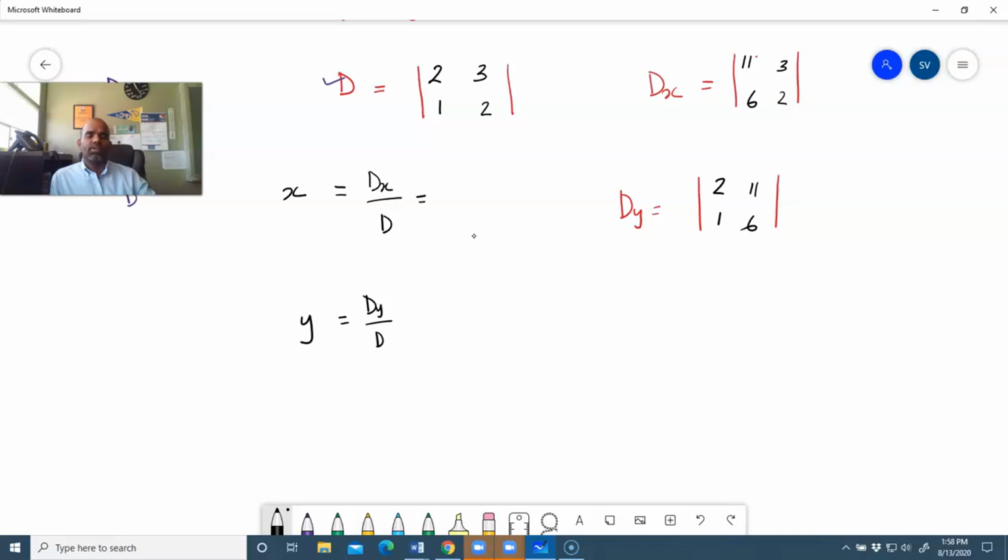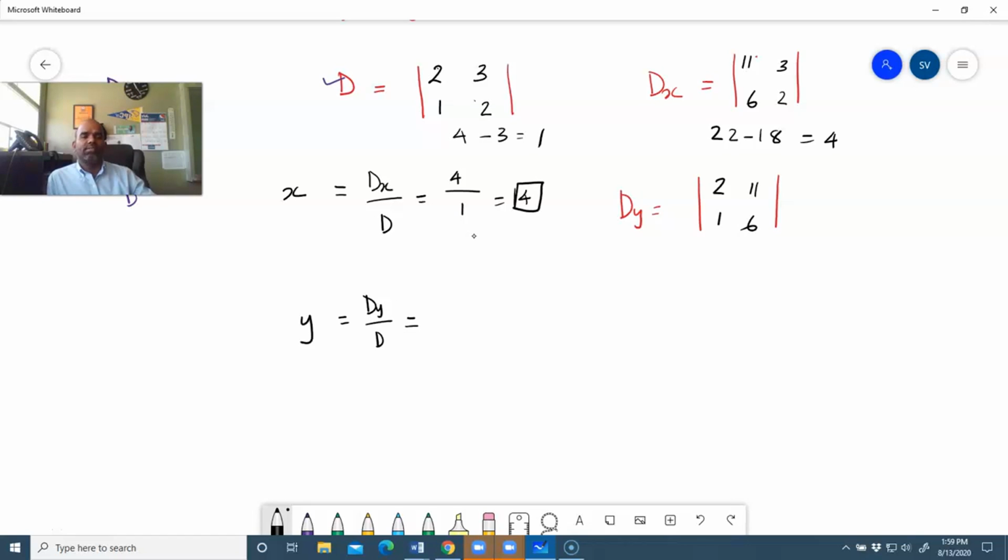Okay, now we can calculate Dx. Dx means the determinant value. For Dx, we have the determinant 11, 3 and 6, 2. So the determinant value is 22 minus 18, which is 4. So Dx is 4, and D is 2 times 2 is 4, 4 minus 3, answer is 1. So x is 4 over 1, answer is 4.